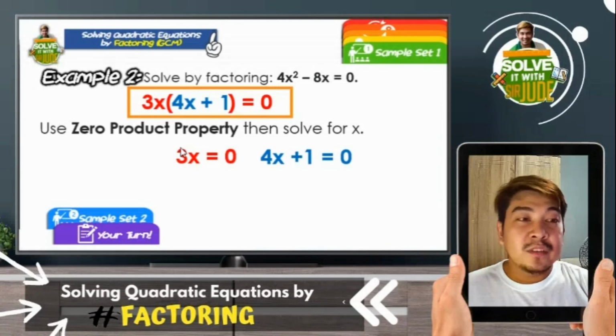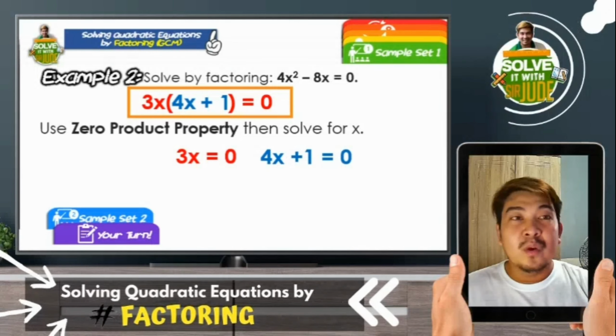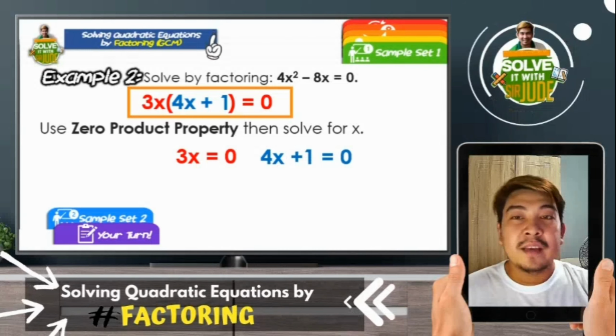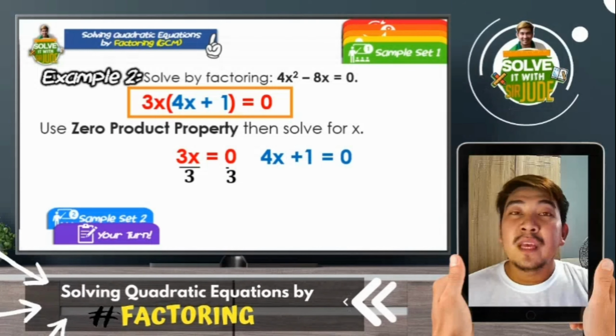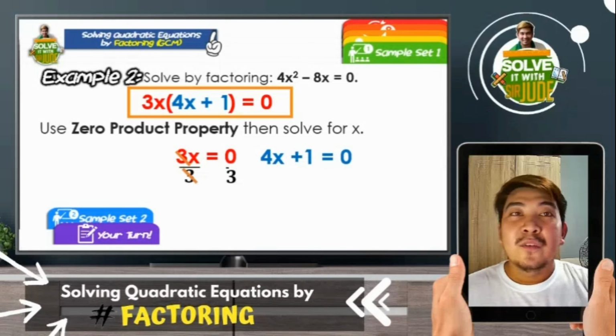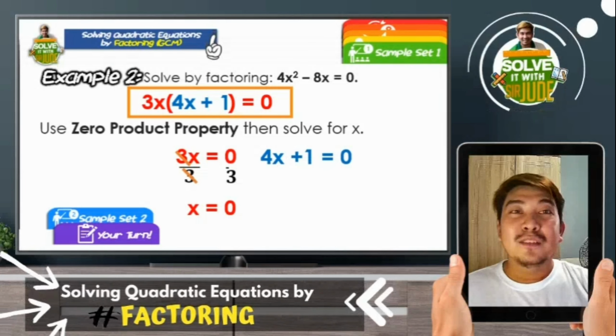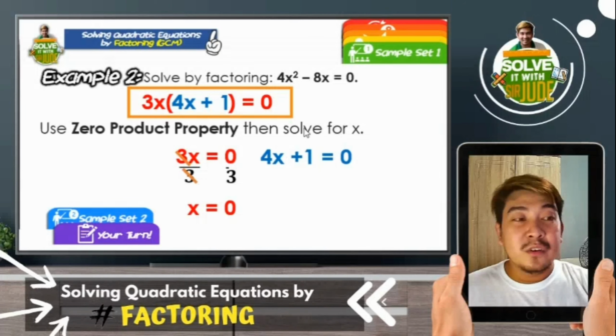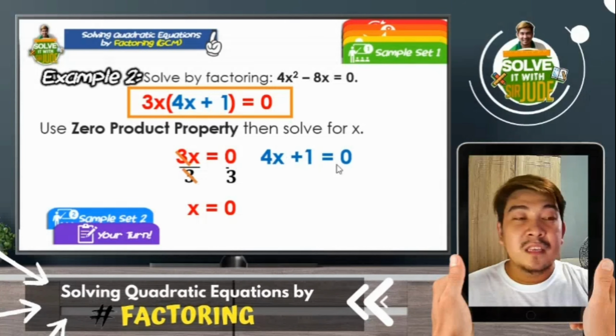Dito muna tayo sa first equation, 3x is equal to 0. In order for us to get the first value of x, we need to divide both sides of the equation by 3. And if we are going to simplify, the first value of x will be 0. Okay? So we will now go with the second equation given by 4x plus 1 is equal to 0.